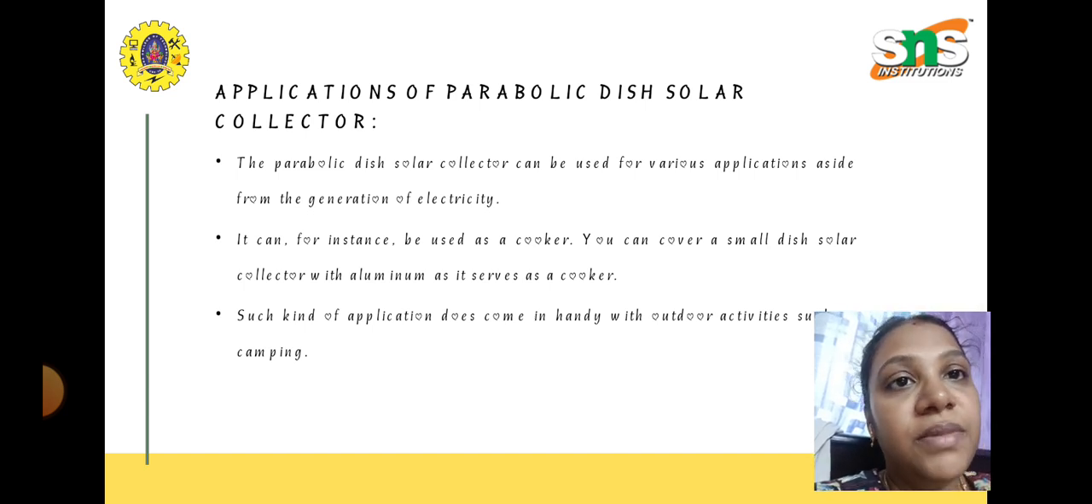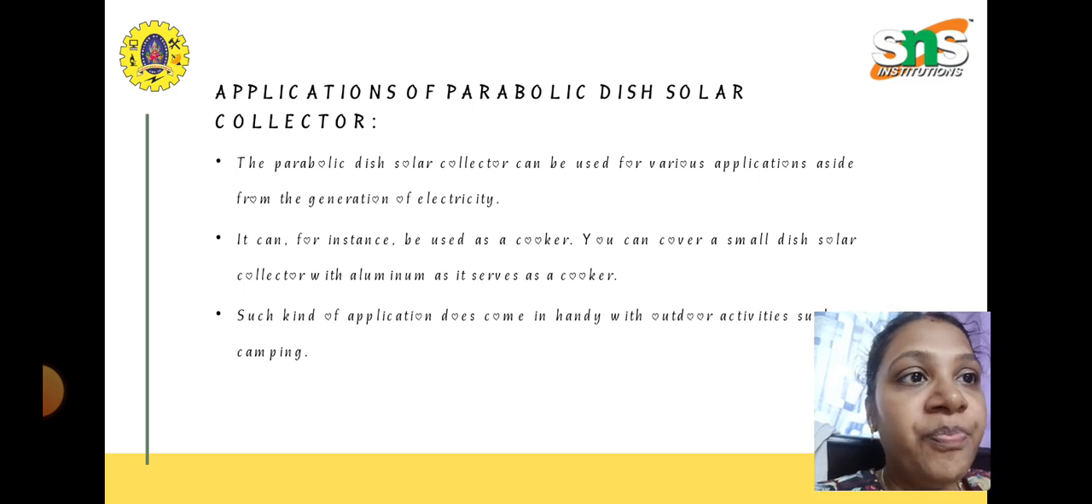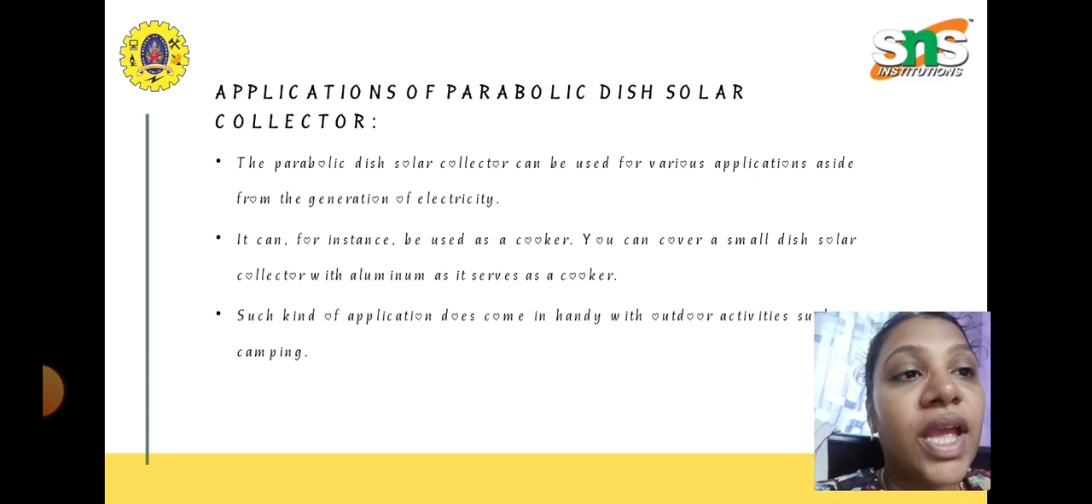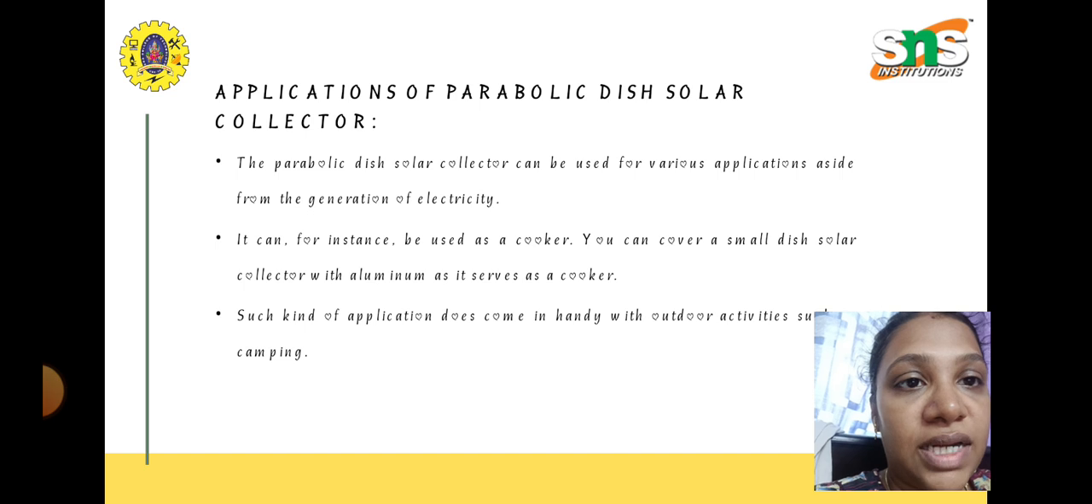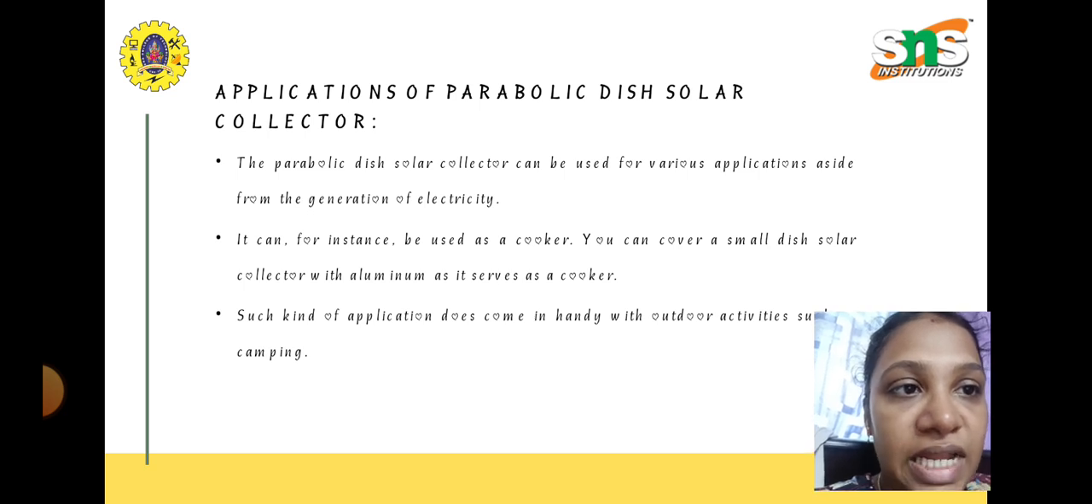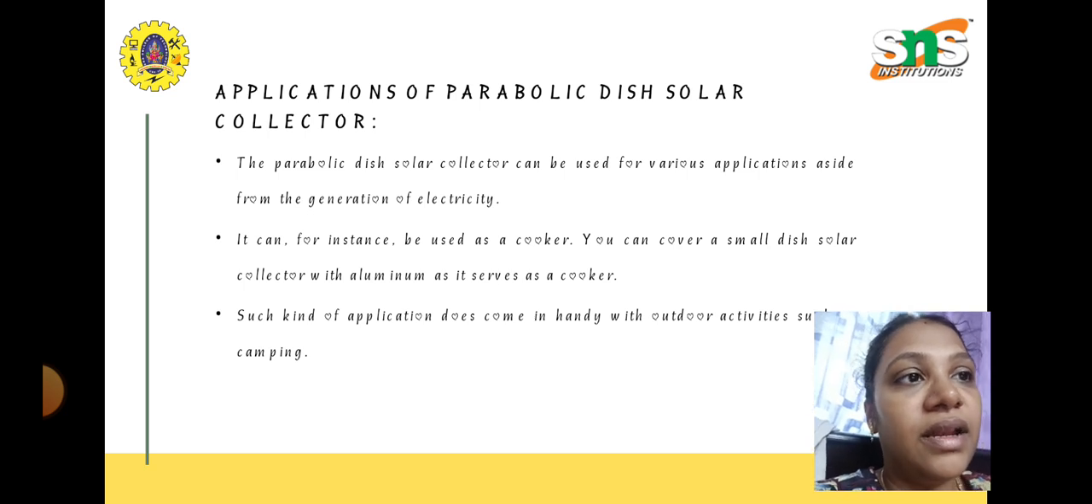When we come to the applications, it can obviously be applied in various places to replace the generation of electricity. For instance, it can also be used as a cooker. You can cover a small dish solar collector with aluminium so that it serves as a cooker. Such an application comes in handy for outdoor activities like sun camping and so on.